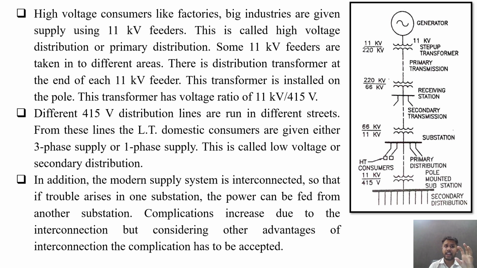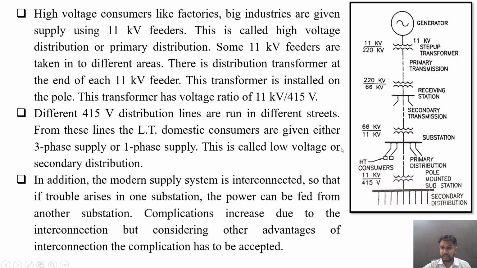This is called high voltage distribution or primary distribution. Some 11 kV feeders are taken into different areas. There is a distribution transformer at the end of each 11 kV feeder. This transformer is installed on the pole. This transformer has the voltage ratio of 11 kV to 415 volt.